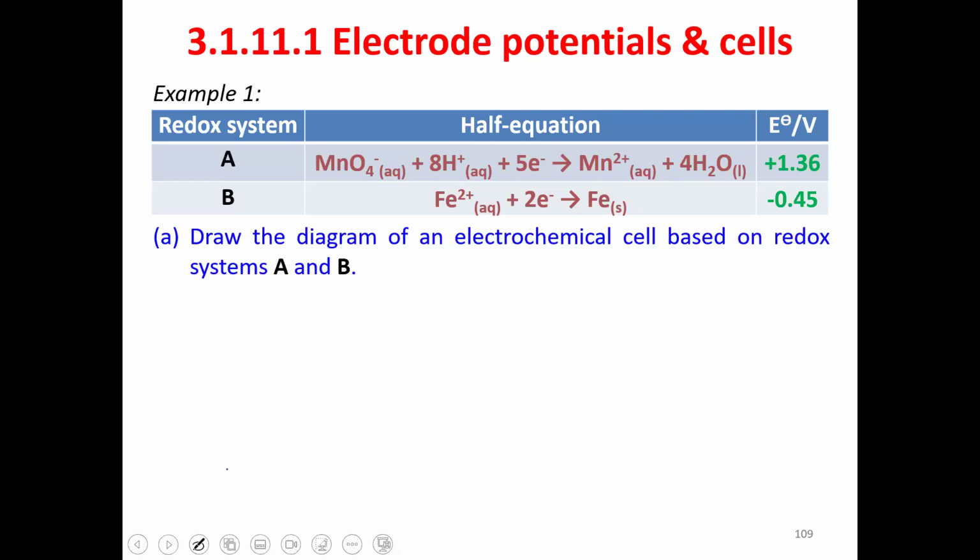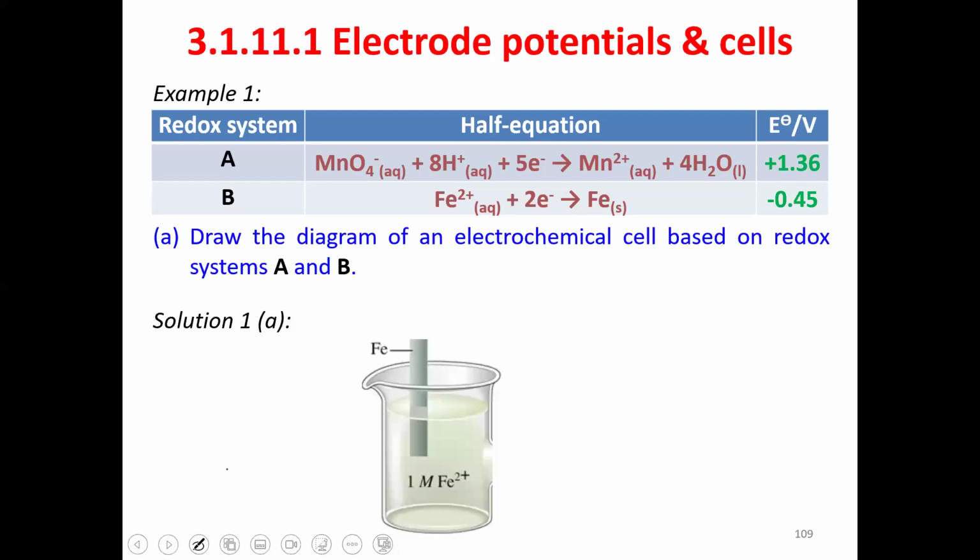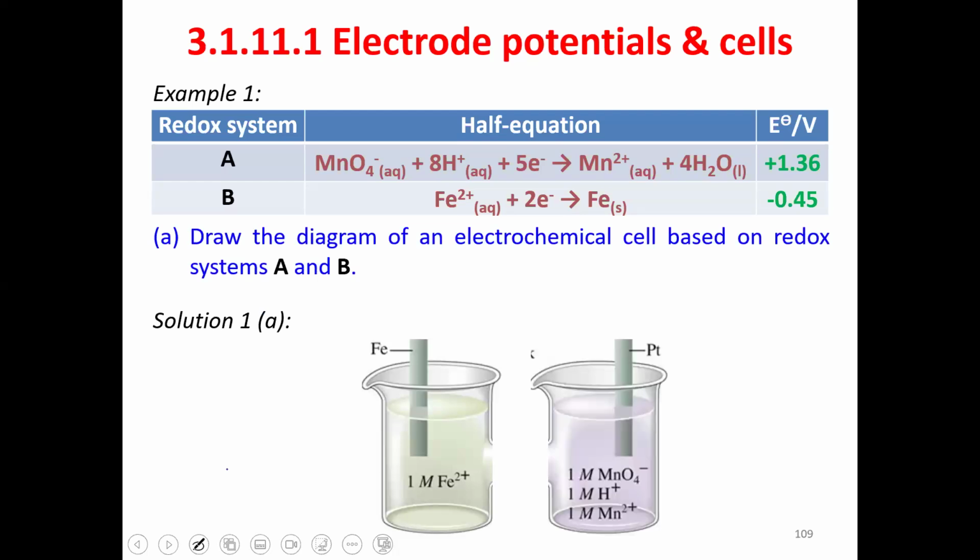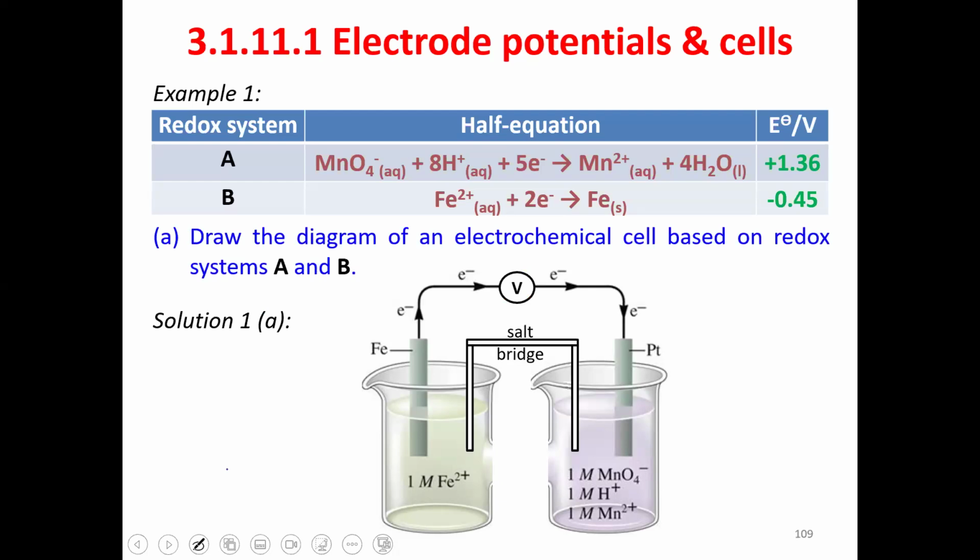Sometimes Fe2 plus converts to Fe3 plus, sometimes it's converting to Fe, which the examiner will tell us, what relation is making it. And when you make the equation, look, one electrode is Fe, the other electrode is the platinum electrode with manganate solution. We connect them and now we have a cell. We need a salt bridge to complete the circuit.